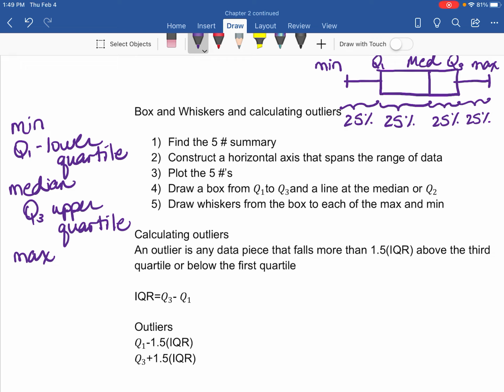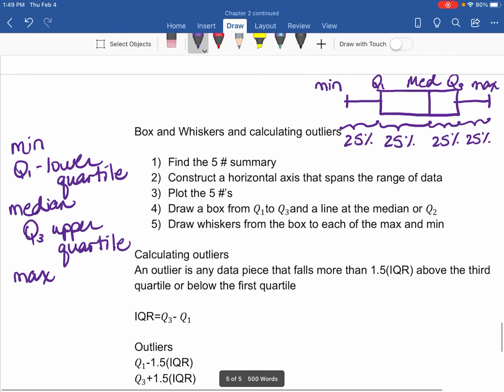So your data may be spread out, but there's still the same percentage of data pieces in each of these sections. So it doesn't matter how wide it is, it only matters that a quarter of all the data pieces fall in each section.